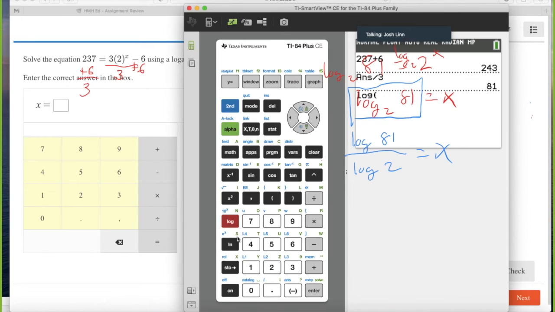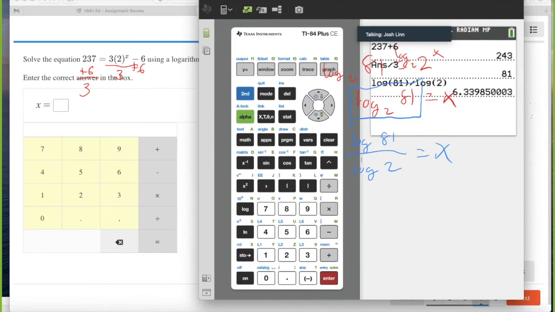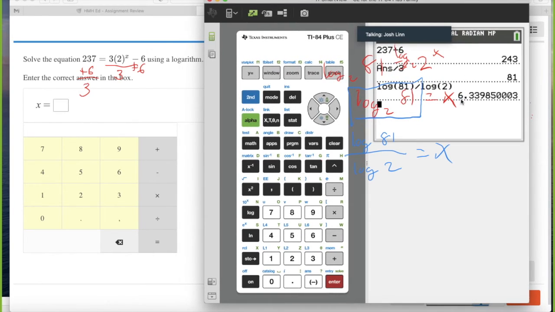So we got log of 81 divided by log of 2 equals 6.339, and we are rounding to the nearest thousandths, tenths, hundredths, thousandths. So it's going to be 6.340.